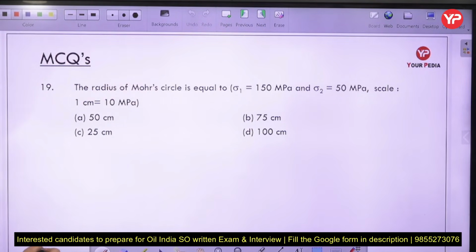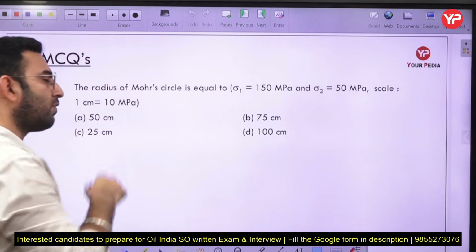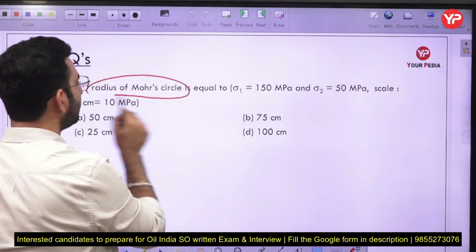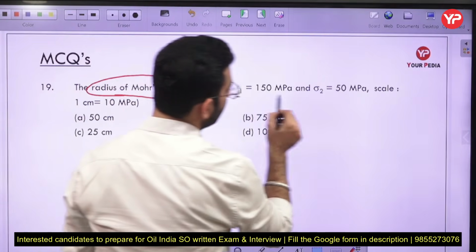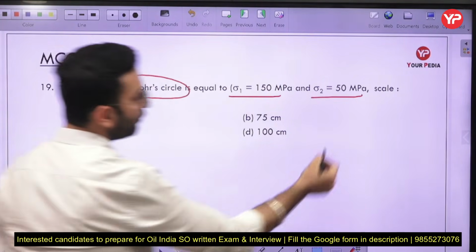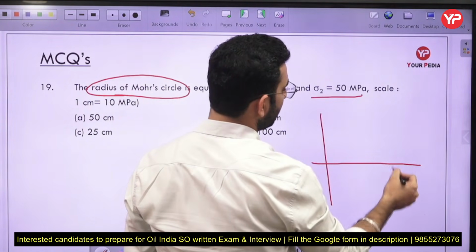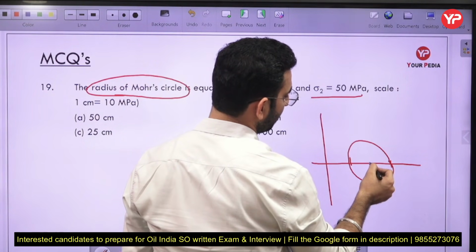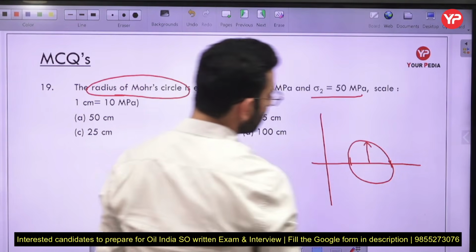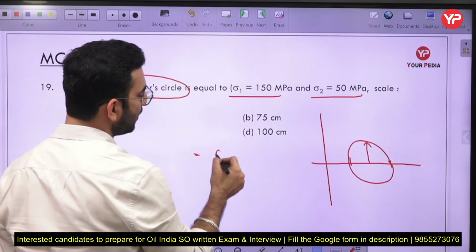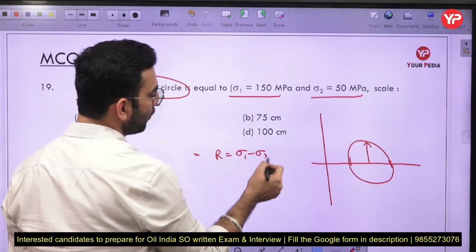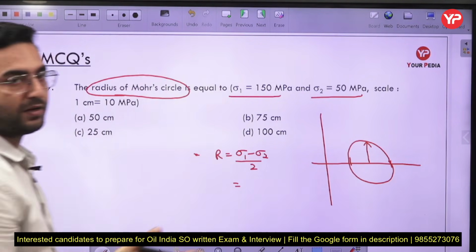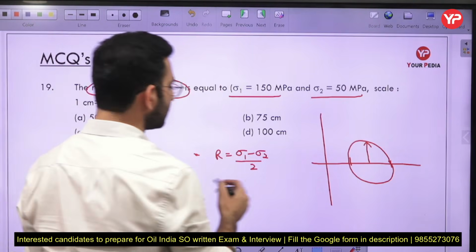Next, the radius of the Mohr circle is equal to. Basically this is a wrong question, because the options won't match. If we have to find out the radius of the Mohr circle, sigma 1 and sigma 2 are known to us. If I just create a Mohr circle, here we have 150, here we have 50, and this will be our circle. So this will be the radius. I can say the radius will be simply sigma 1 minus sigma 2 by 2, because sigma 1 minus sigma 2 represents the diameter, and if you take the half, you are going to get the radius.